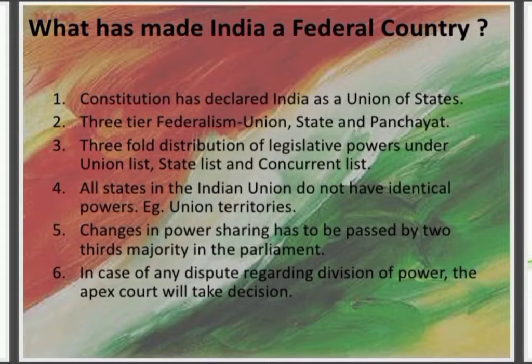Now, next is the concurrent list, on which both the state and the center can make laws, and of course, if there is a clash, then the law made by the center will prevail. And next are the residuary powers. The residuary powers are those subjects which keep on arising from time to time but have not been included previously in the constitution, and as per the needs of the time they need to be included. So such subjects automatically go to the center or the union.